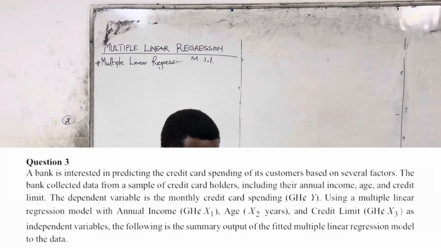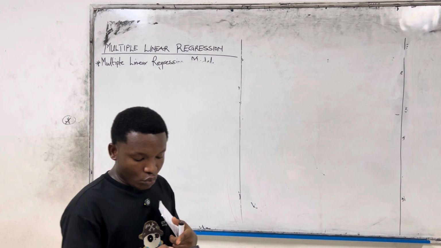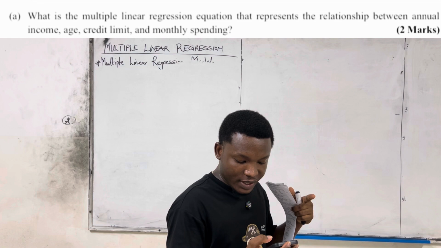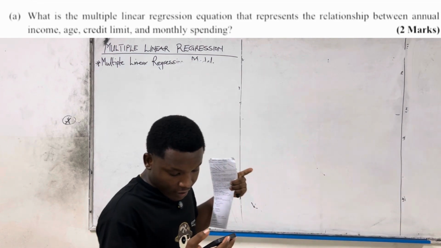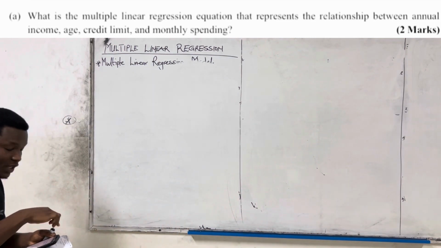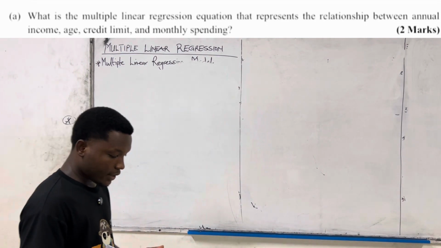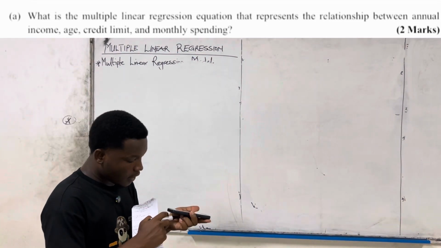The following is the summary output of the fitted multiple linear regression model to the data. So the data has been given to you, and you have your multiple regression output. We have R squared, adjusted R squared, standard error, and observations. The first question is: what is the multiple linear regression equation that represents the relationship between annual income, age, credit limits, and monthly spending? So you are asked to state the multiple linear regression equation.